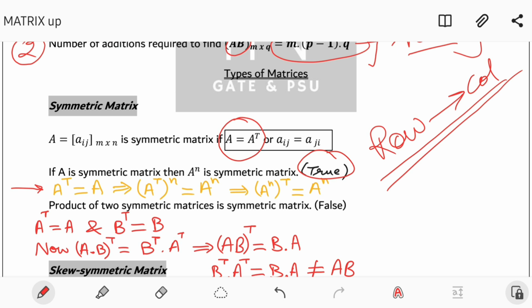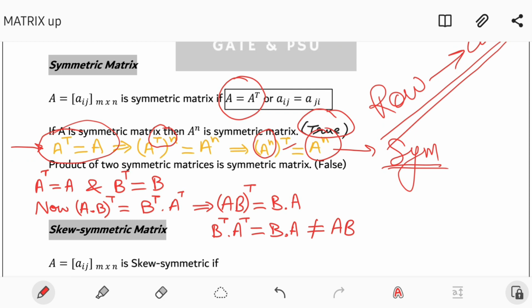For example, A is a symmetric matrix given to us, so A transpose is equal to A. When you raise both sides to the power n, the equality holds. So A transpose raised to the power n is equal to A raised to the power n, and with the power rule of the matrix, you can interchange the power. So (A raised to the power n) transpose is equal to A raised to the power n. This matrix's transpose is equal to the matrix itself, which means it is a symmetric matrix. Okay, so this is the proof.